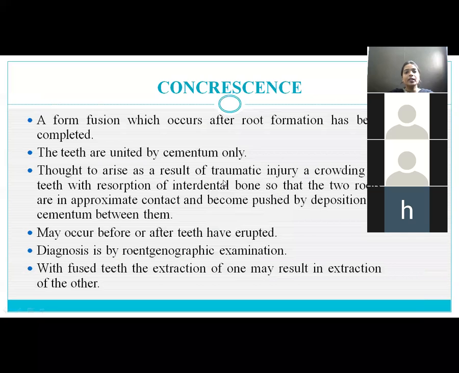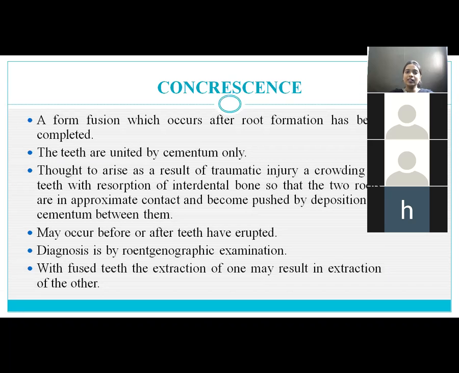The next anomaly is concrescence. This is also important for your MCQ. What is concrescence? A form of fusion which occurs after root formation has been completed. So what is the definition of concrescence? It is the type of fusion which occurs after root formation has been completed. This is important for you.